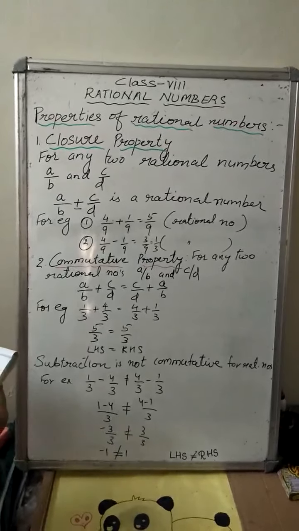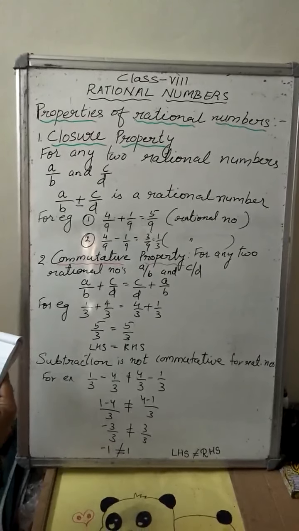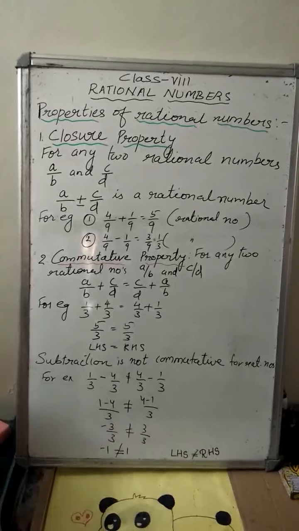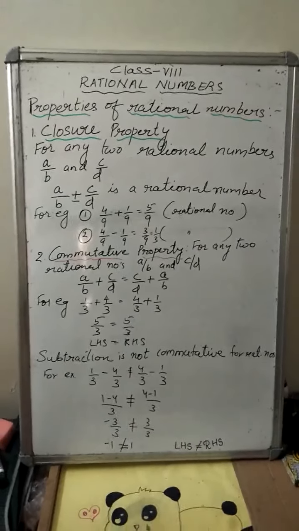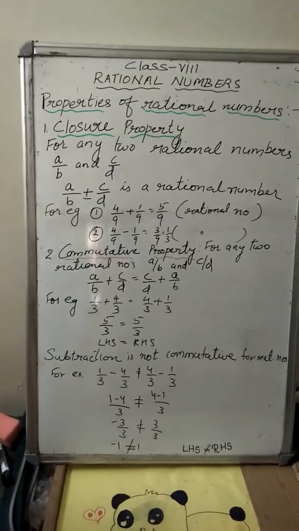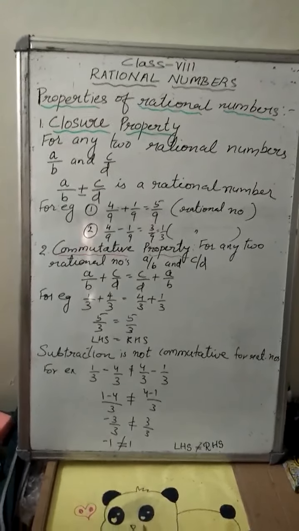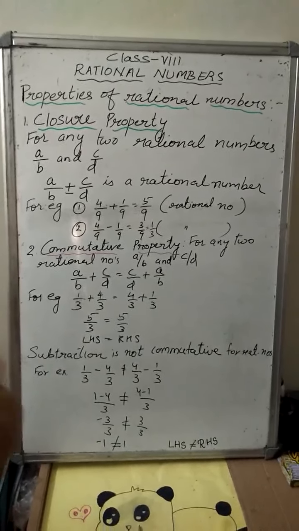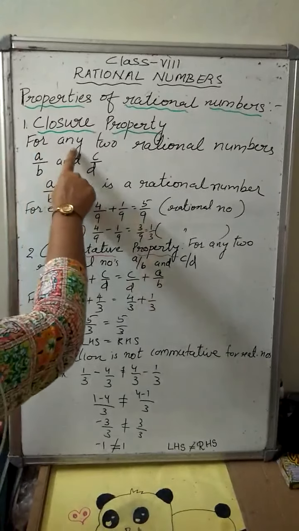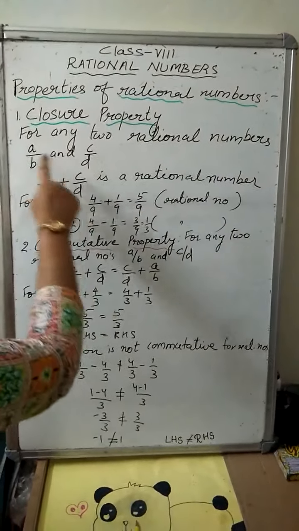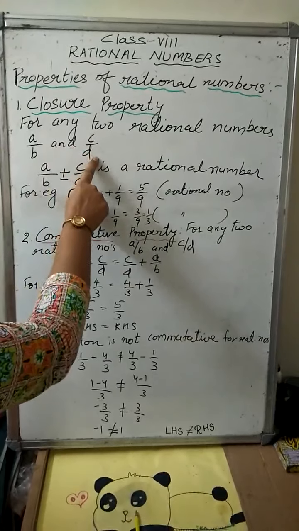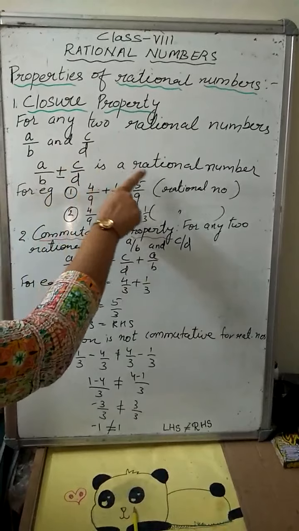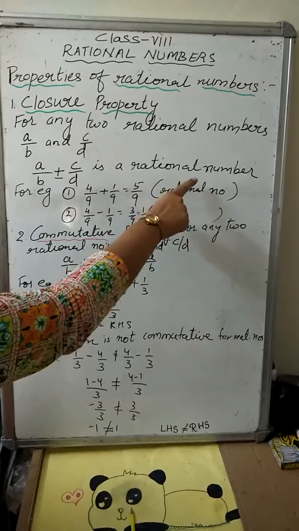Number 1, closure property. Rational numbers are closed under addition and subtraction. For example, when you add two rational numbers or subtract two rational numbers, the resultant will be a rational number. See, for any two rational numbers, a by b and c by d, either you add or subtract them, the result which you will get will be a rational number.